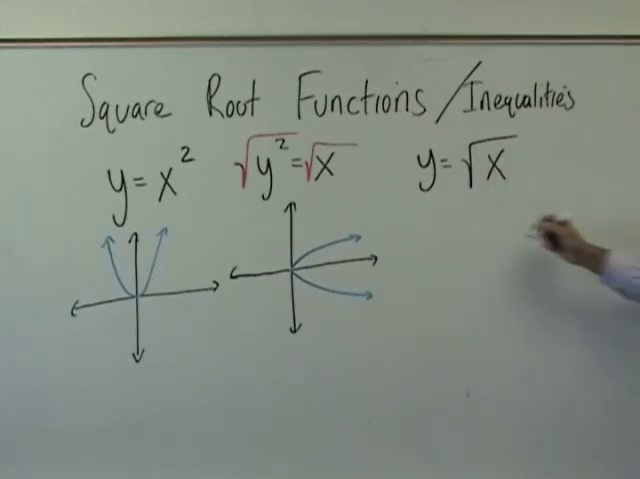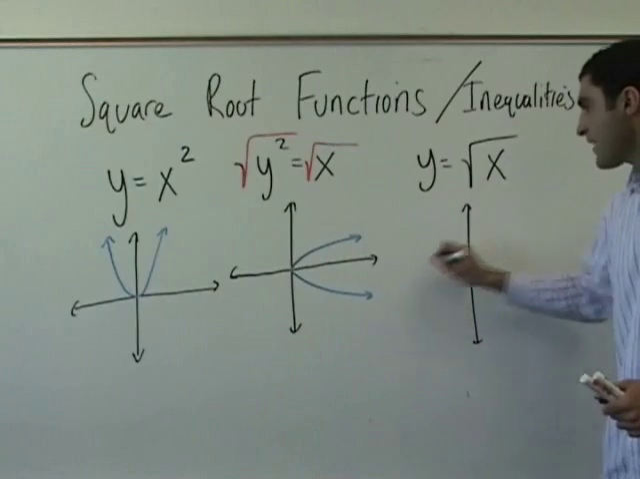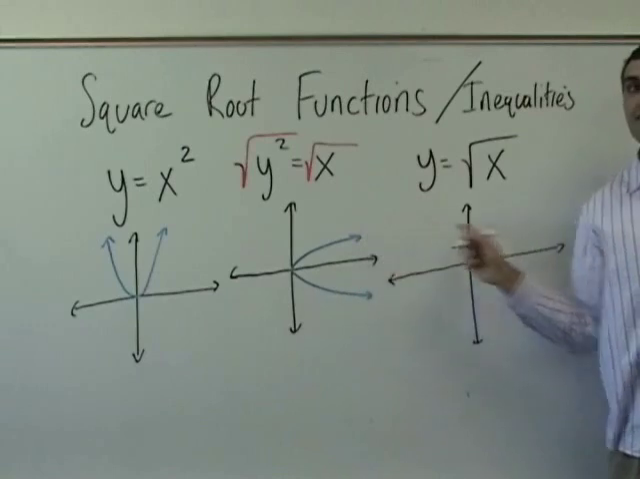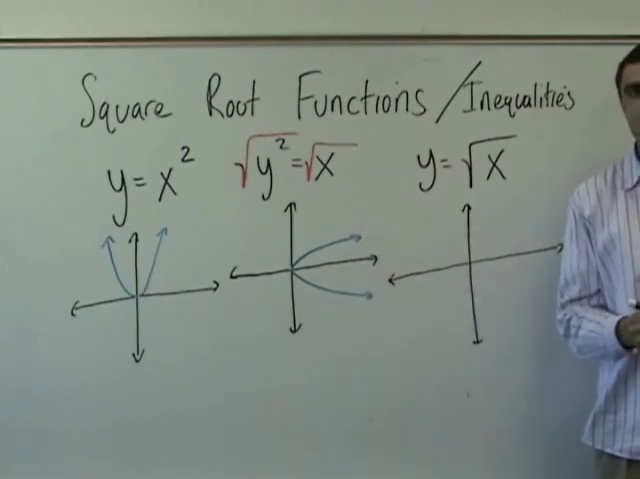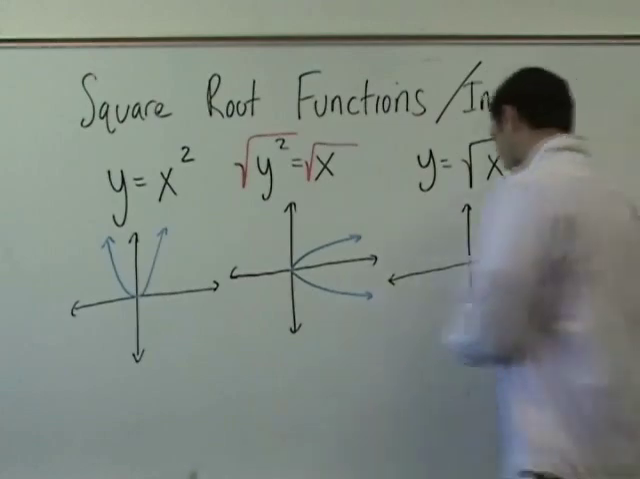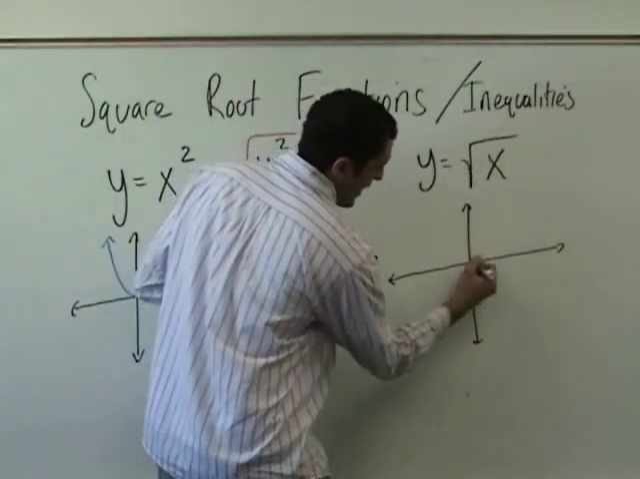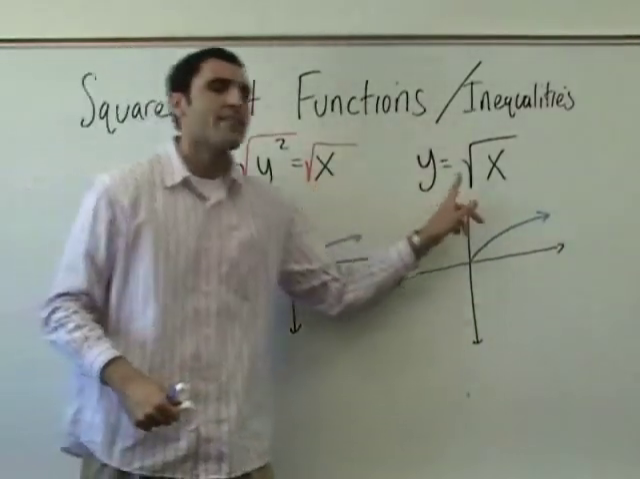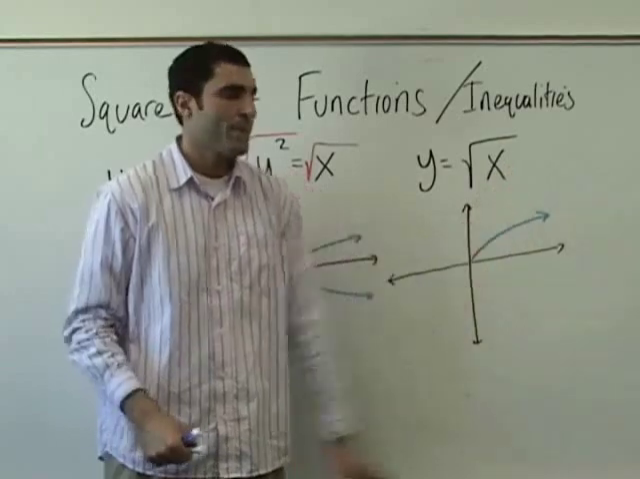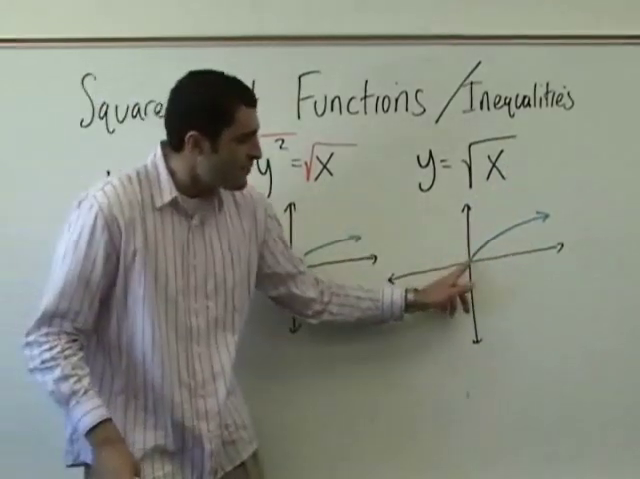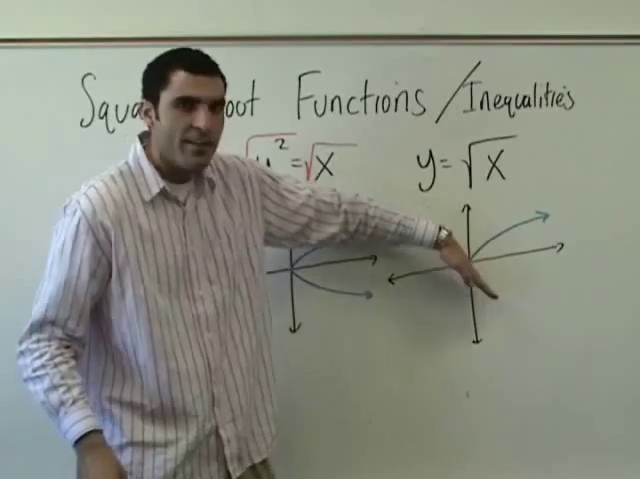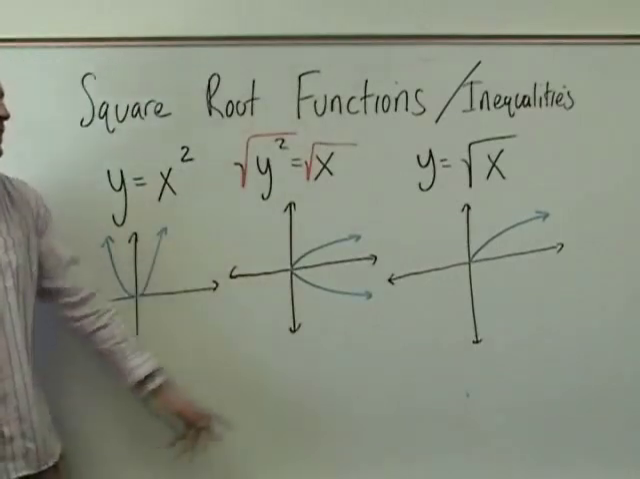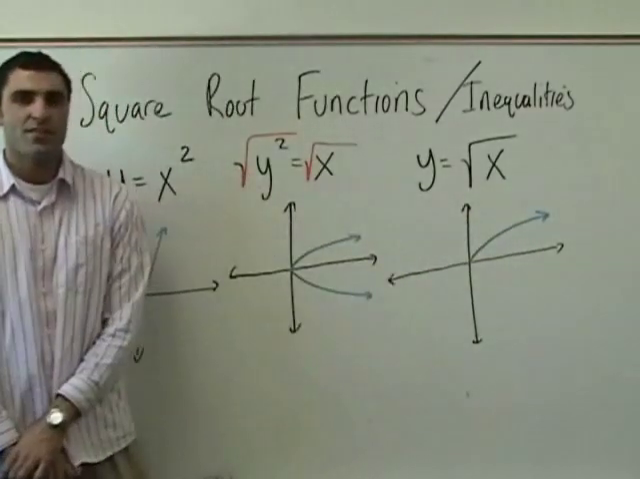Y equals square root of x is its own type of graph. Any guesses how it's going to look? Similar to this, only the one line. Only the top line. Correct. Why is that? It's the positive part of the parabola. Technically, when you take the square root of something, you recall that it's plus or minus the square root. This is plus square root. This is minus square root. But we're not dealing with the minus square root. We're only dealing with the plus square root, and now it's a function.